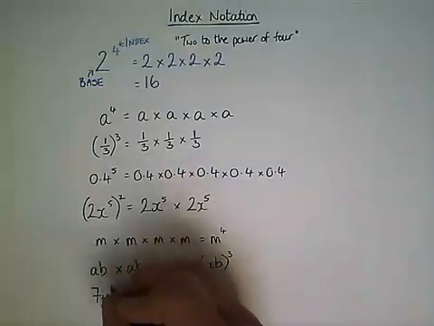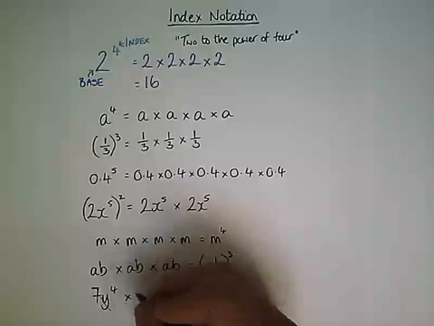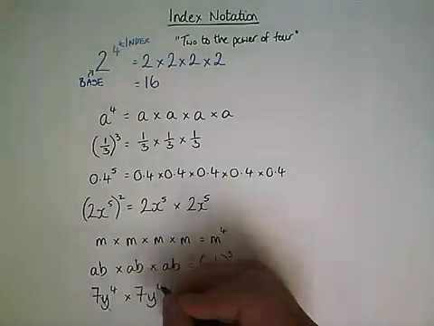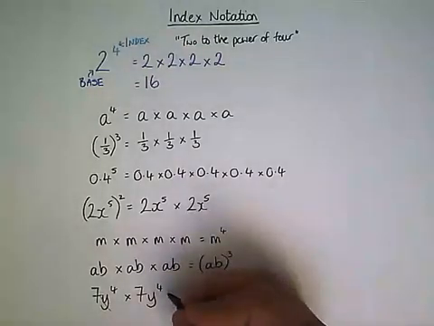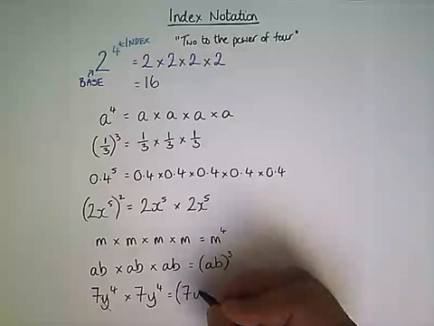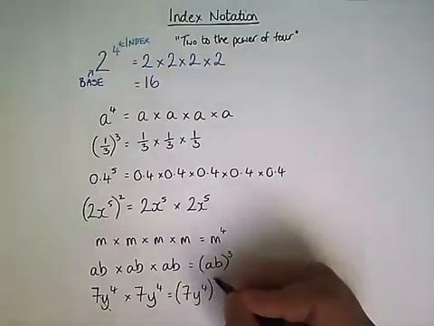Then we can go again with a similar one that has a combination of numbers and letters. 7y to the power of 4 times 7y to the power of 4. We've got the same thing being multiplied by itself. So that is 7y to the power of 4 all squared.